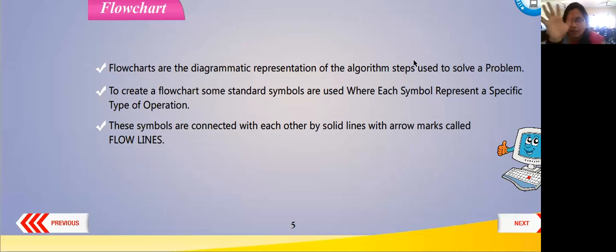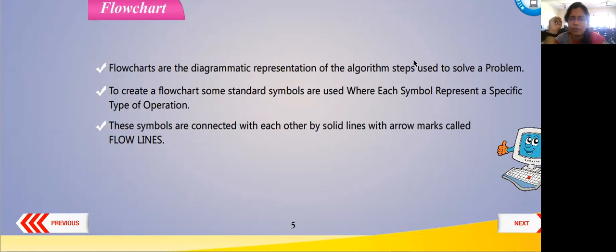So we are going to draw something. Okay. Just have an imagination. We are going to draw some shapes. In those shapes, we are going to write the steps. And the first step will be at the top and the last step will be at the bottom. So what is the first step? Start. What is the last step? Stop. So between the start and stop, we are going to write different instructions, but again, those instructions are going to be step by step in a sequential manner only. To create a flow chart, some standard symbols are used, okay, where each symbol represents a specific type of operation.